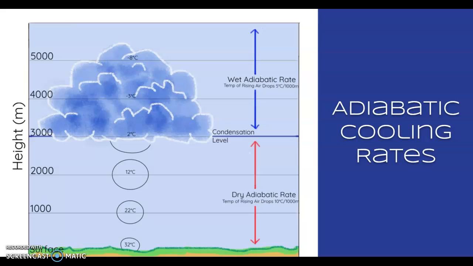This is a diagram showing the adiabatic cooling process and the associated rates. Here we can see the air begins at the surface, cooling under the dry adiabatic rate until it reaches its condensation level, allowing for the formation of clouds. From here, the air continues to cool, but does so at the wet adiabatic rate.